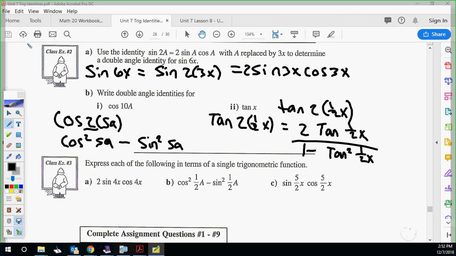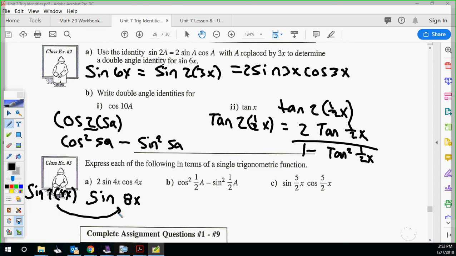Okay, so we got 2 sine 4x cos 4x. Since we're going backwards, you can see that that is the sine, right? Because it's 2 sine cos. So then we can write this one as sine 8x. I may have skipped a step. You can write it like this: sine 2 of 4x first, and then sine 2 of 4x is 8x. Probably should have done that, sorry.